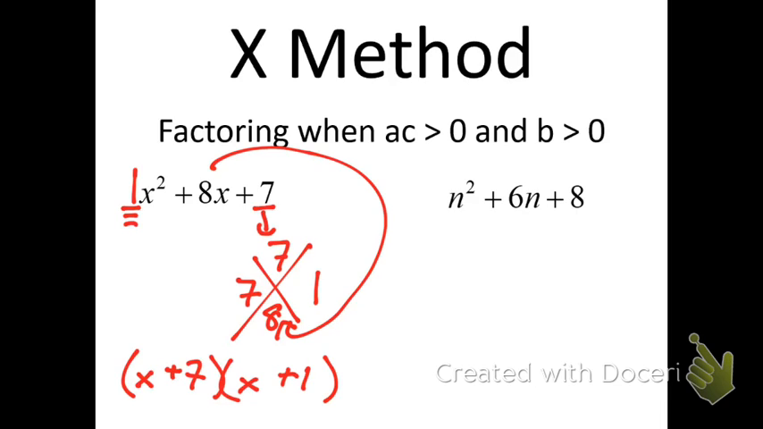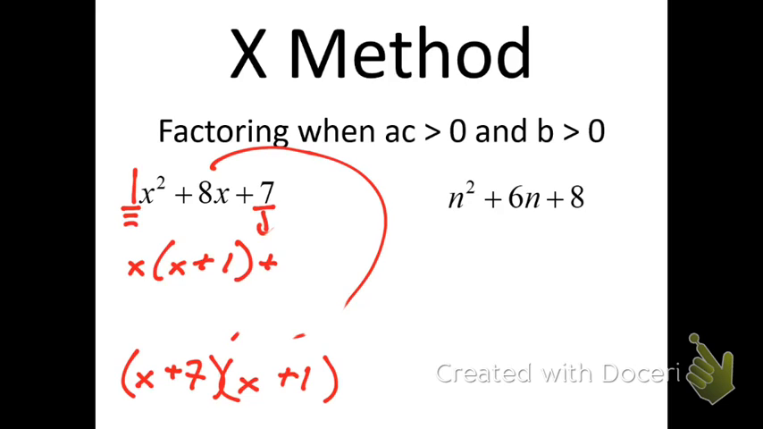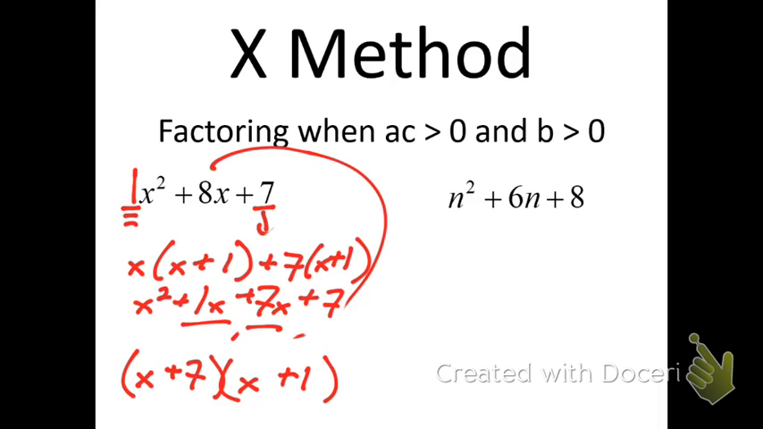That's it. Because if I were to multiply this out, go ahead and erase this real quick. We would have x times x plus 1, and then plus 7, and then x plus 1. So that means I have x squared plus 1x plus 7x plus 7. So those two numbers add up to give you the 8. So that's your answer. Confirms it.